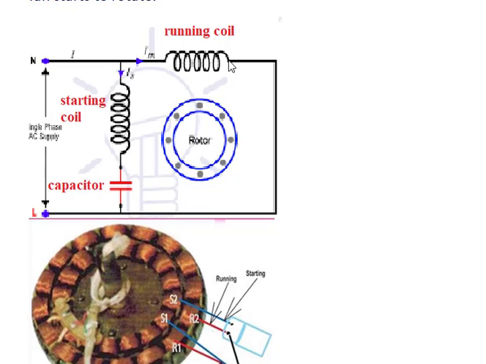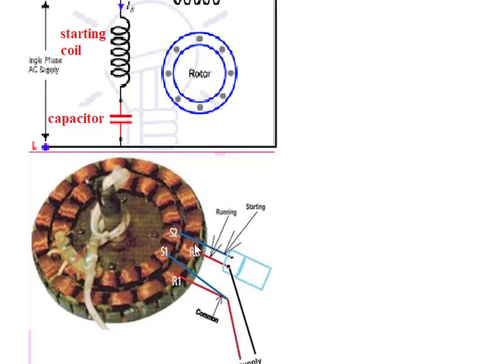When the fan starts to rotate with a particular speed, this running coil and starting coil both are producing the two types of magnetic field. Due to these two types of magnetic field, the body starts to rotate, the fan starts to rotate.